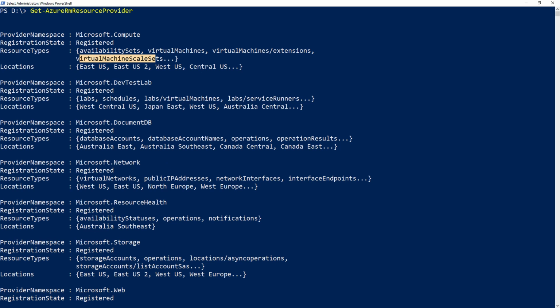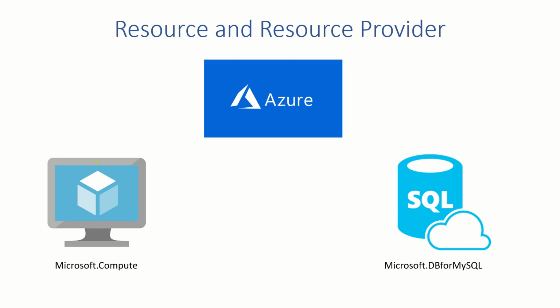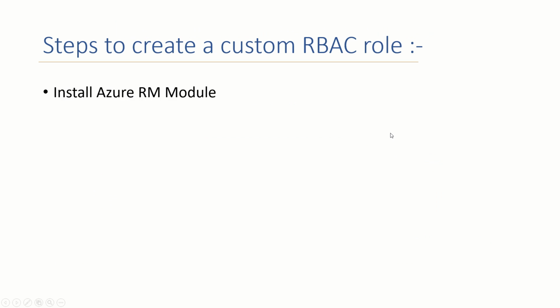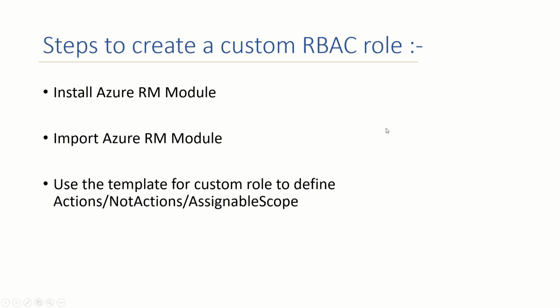Now moving on to the next deck, which covers the steps to create a custom RBAC role. Installation of the Azure RM module I've already covered. To import the Azure RM module, you can use the command Import-Module AzureRM and it will be imported. The third thing, which is very important for you to understand, is how to use the templates which are already available and how you should define actions, not actions, and assignable scope.